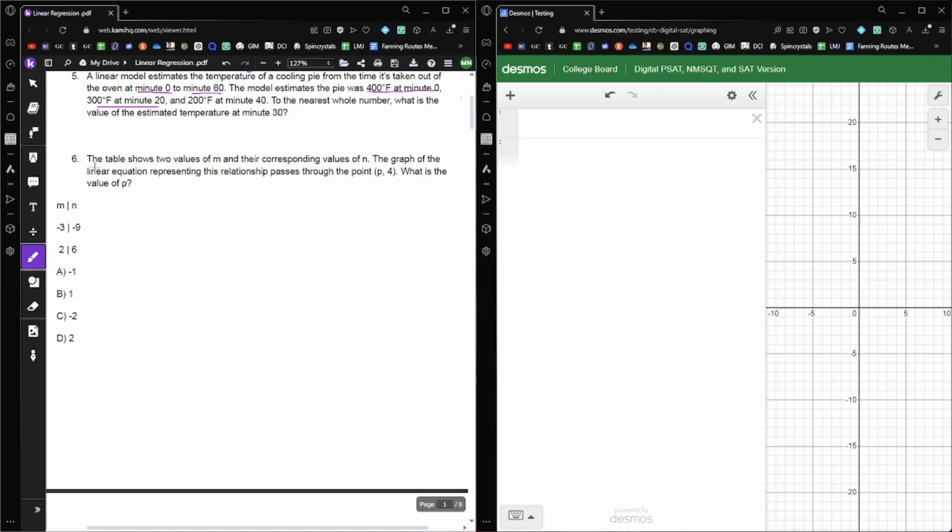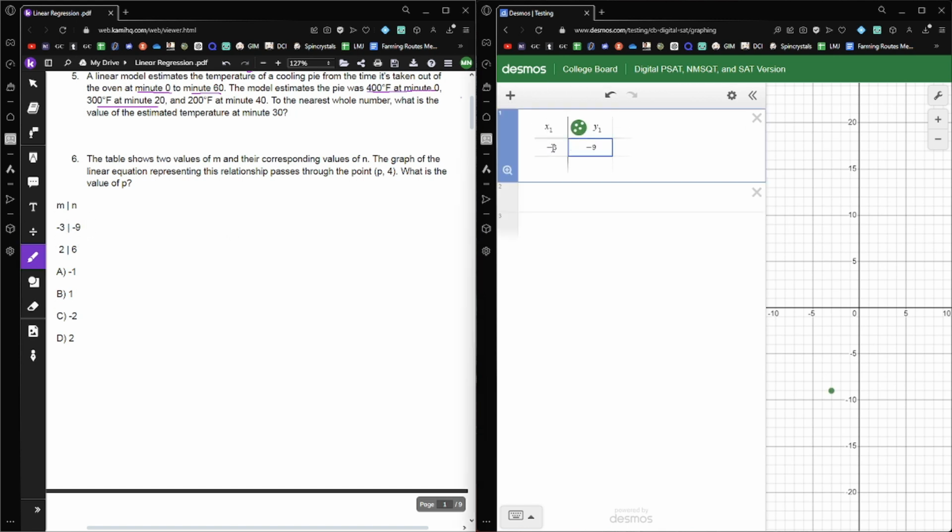Question number 6. The table shows two values of m and their corresponding values n. So this is literally just x and y. The graph of the linear equation representing this relationship passes through the point p, 4. What is the value of p? So they do give you this table right here. I'm going to go ahead and put that in Desmos.